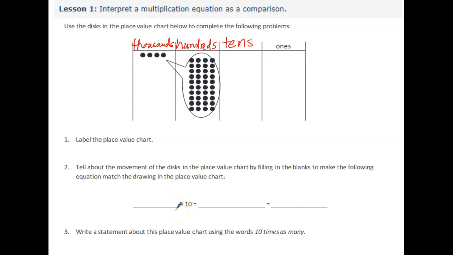But now we can take a look at number 2. It says, tell about the movement of the disk in the place value chart by filling in the blanks to make the following equation match the drawing in the place value chart. So here we have 4 columns. And then there are 10 rows. So we have 4 columns of 10. So I know that there are 40 hundreds.